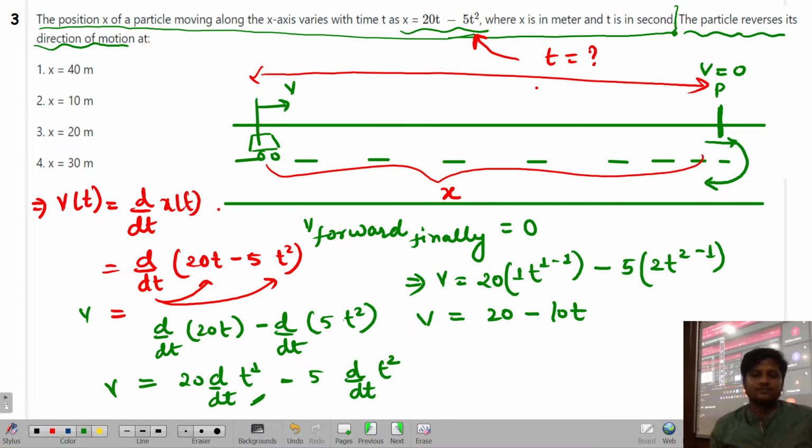Is I am clear or not? Are you able to understand this differentiation? Now differentiation you will not have doubts. Yes or no? Because sir has also started differentiation doing in the class. Okay. Yes, sir.